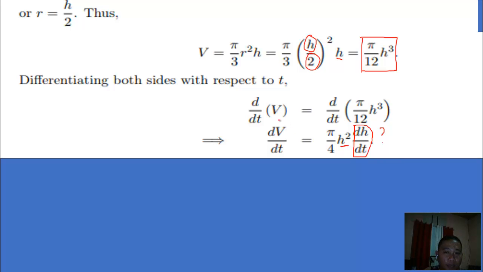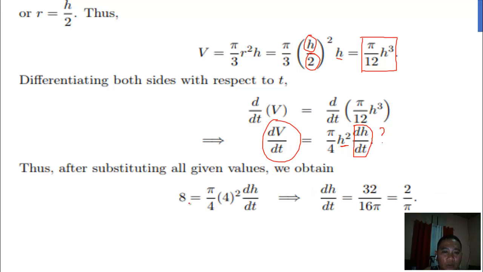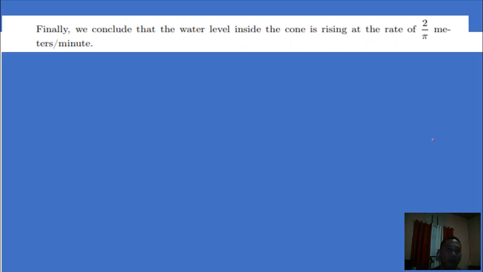Okay. And then, the dv over dt is, meron na din tayo na 8 and the pi over 4. So, we have here 8 equals pi over 4, 4 squared. That means this is 16 over 4. That is 4. Dividing by 4 both sides, you've got 2. Dividing by pi, you've got 2 over pi, which is equal to dh over dt. Okay. So, it means the height is rising at the rate of 2 over pi meters per minute. So, yun po yung ating result.